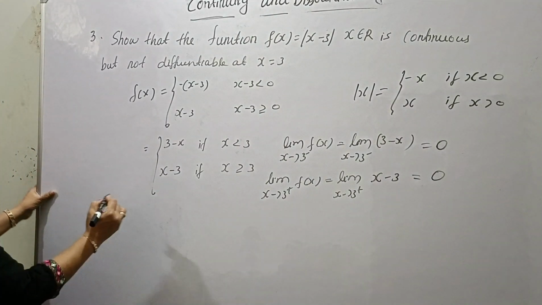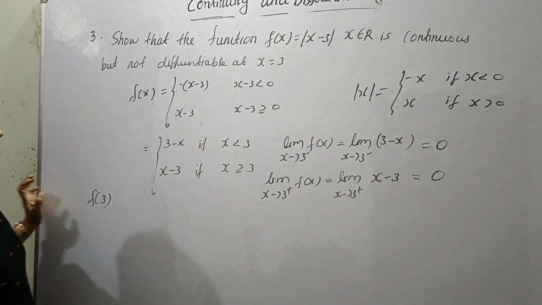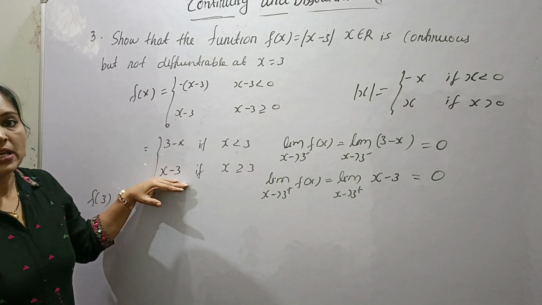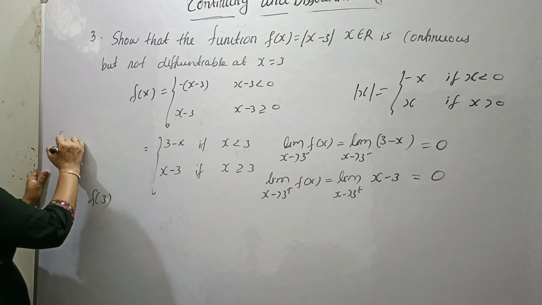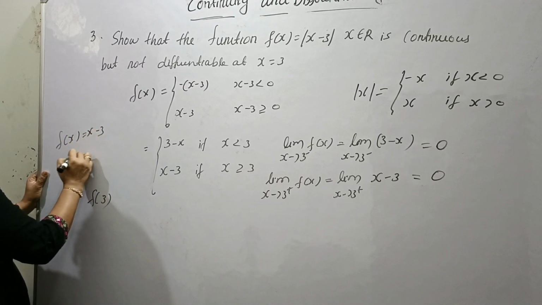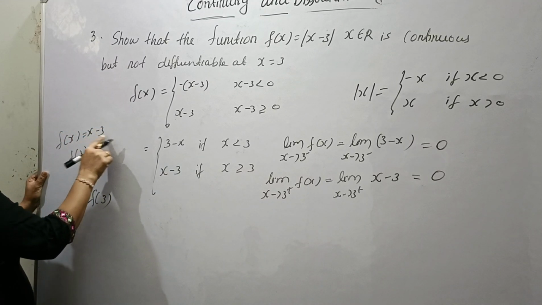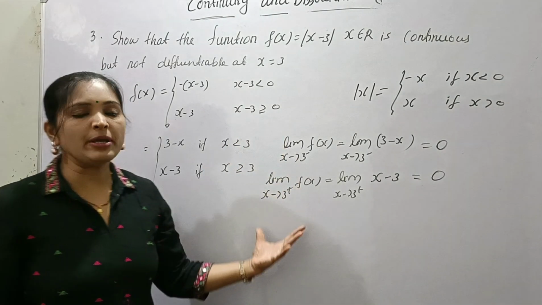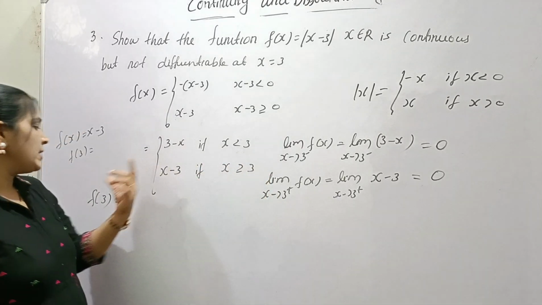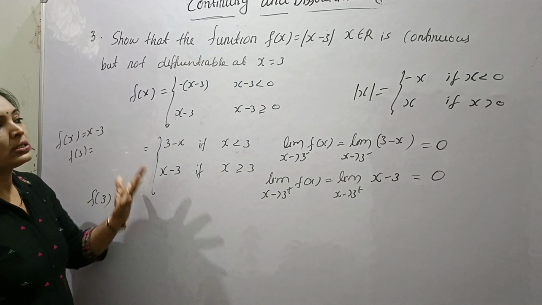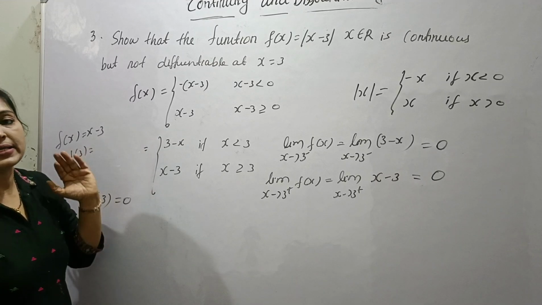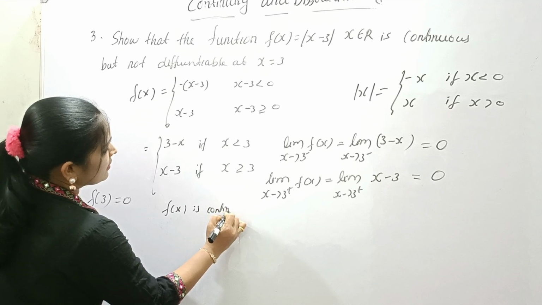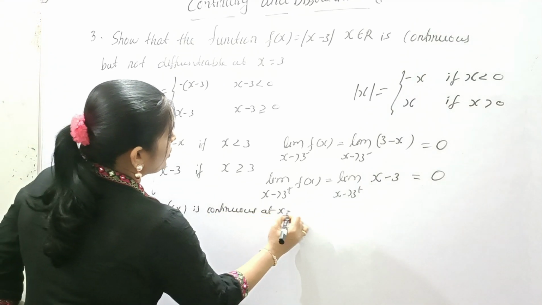Okay. Next we will find f of 3, that is value of the function. When x is equal to 3, see here, the function is x minus 3. So what is f of 3? Substitute x is equal to 3. So 3 minus 3, that is 0. So here we have got left hand limit equal to right hand limit, that is equal to value of the function. Therefore, given function is continuous at x is equal to 3. Okay. So f of x is continuous at x is equal to 3.